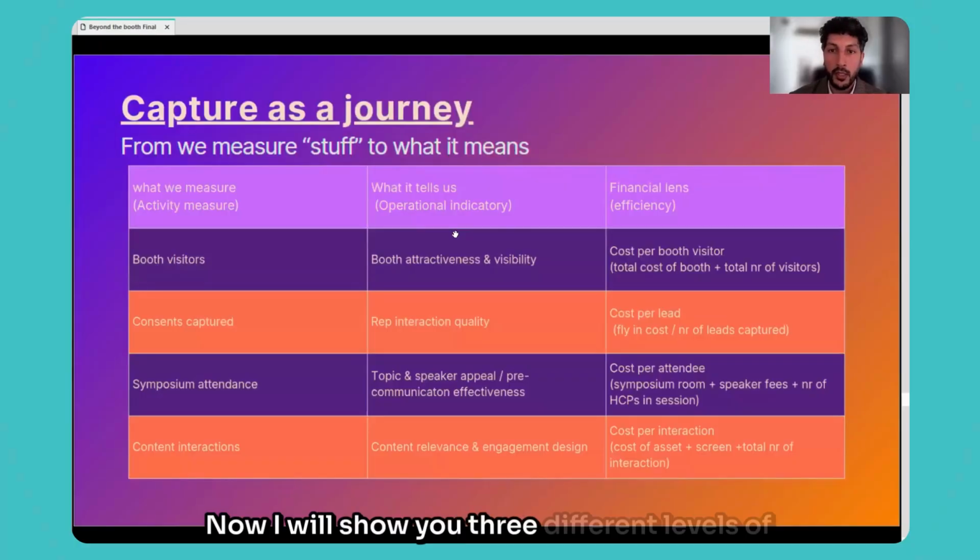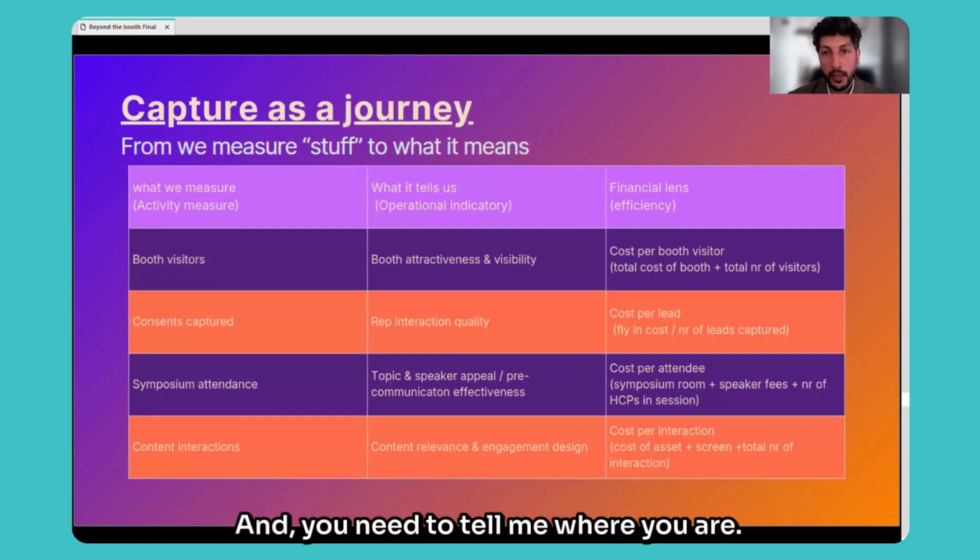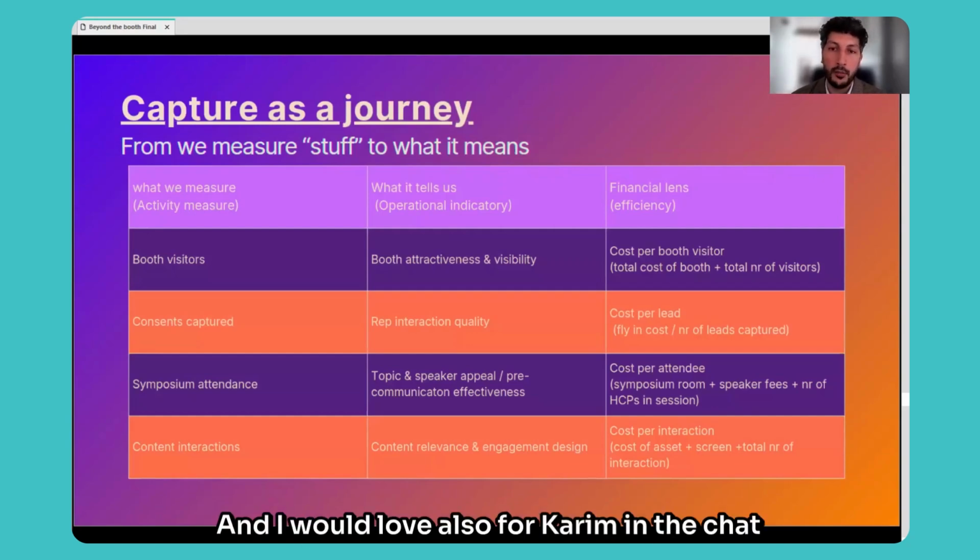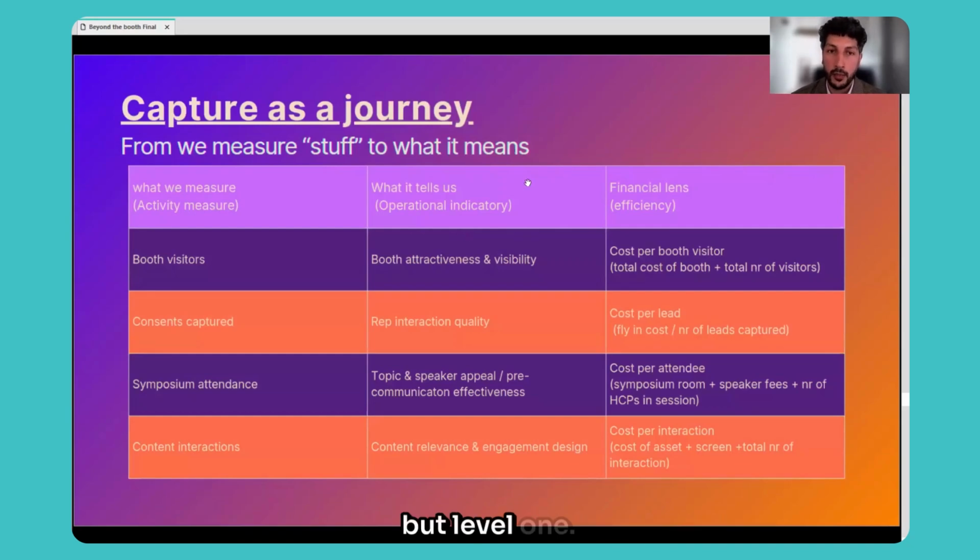Now I will show you 3 different levels of measurement activity, and you need to tell me where you are. And I would love also for Kareem in the chat to tell me then if his question was answered. But level 1, which is the most easy one, is we go from measuring stuff, for example, how many people visited our booth, to what it means.